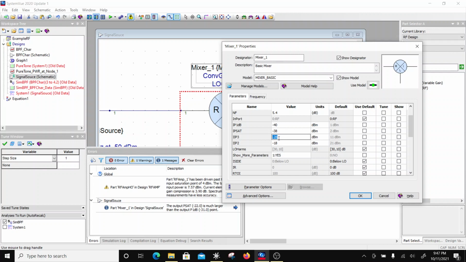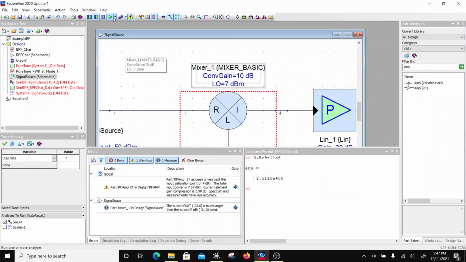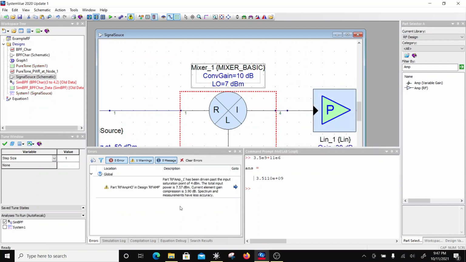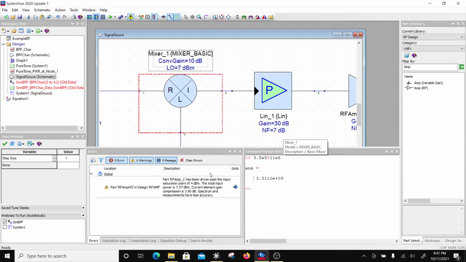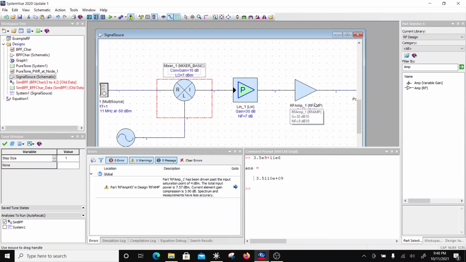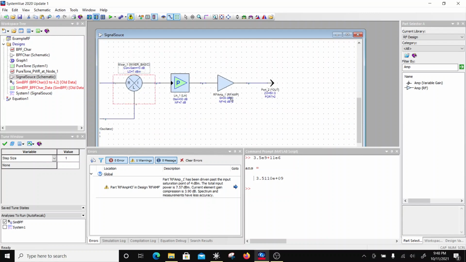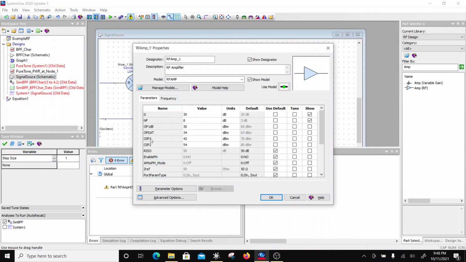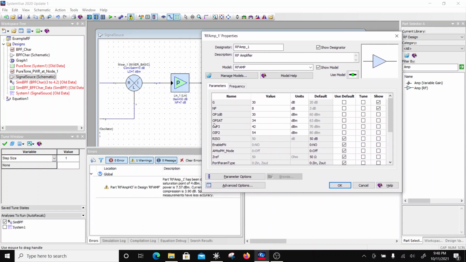And then 10 above that. So minus 38. And then it will be minus 28, minus 26. And that would be minus 16. So these numbers should be referred to the input side. Okay, so that portion is gone. Then it says RF1 amp has been driven past the input saturation point of 4 dBm. So basically this one is compressing. So this is all referred to output. So see the difference. So for the mixer they were referring all to the input, and for PA they are referring all to the output.